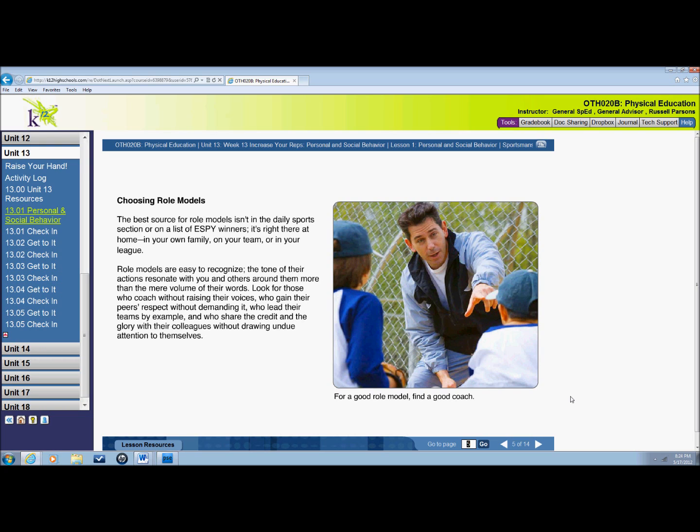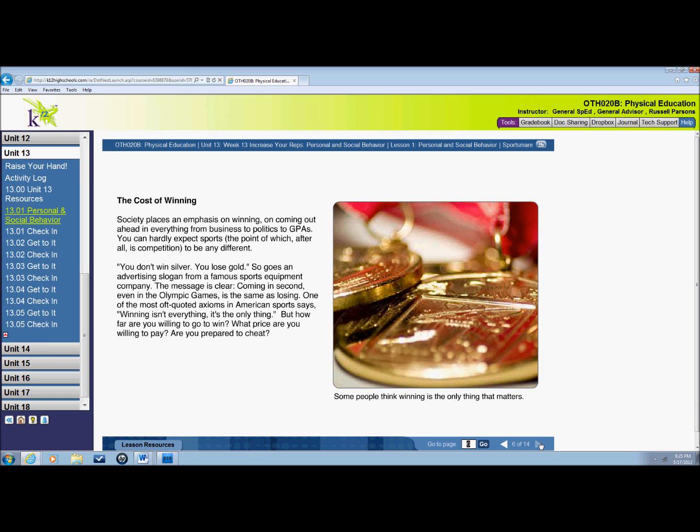And here's another picture of a coach with 2 little boys, and he's basically directing them, as you can tell. And it says underneath, for a good role model, find a good coach. So, now we're moving on to page 6 of Unit 13.